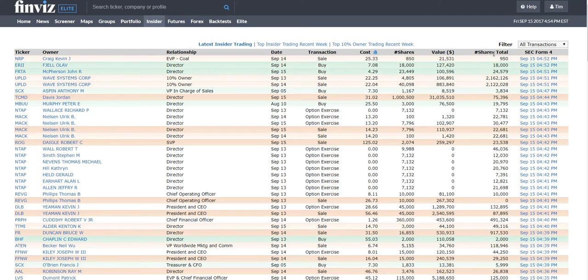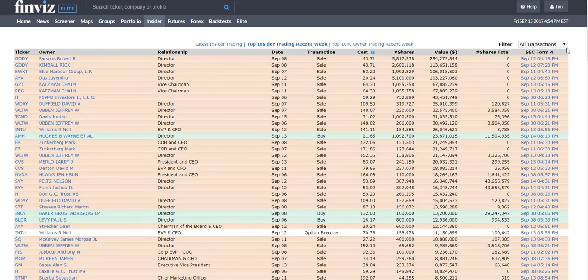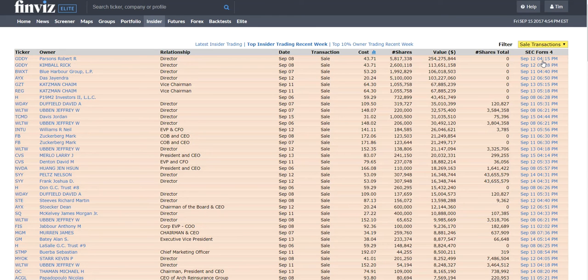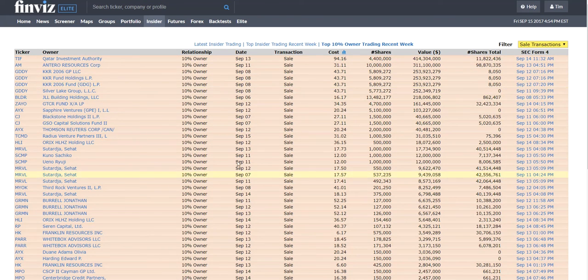The other thing that's real nice is insider transactions, right? You can filter it if you just want to see insider buys, and you just want to see top insiders, right? Directors, CEOs, stuff like that for the last week. I use a couple of tools to identify insider transactions. This isn't the only one that I use, but it is one that I do use. And if you want to identify sales, you can just identify sales. If you want to identify top 10% owners that are buying and selling, you can do that as well.